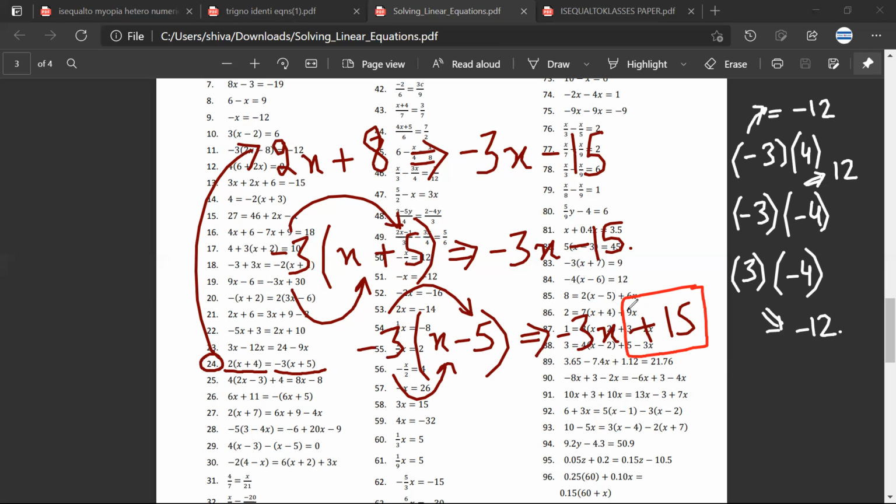Mr. Sarthak, any doubt? No, sir. Please try to understand. We need to be very comfortable dealing with multiplication of integers. We should be very clear about this. We should be very clear about division of integers.